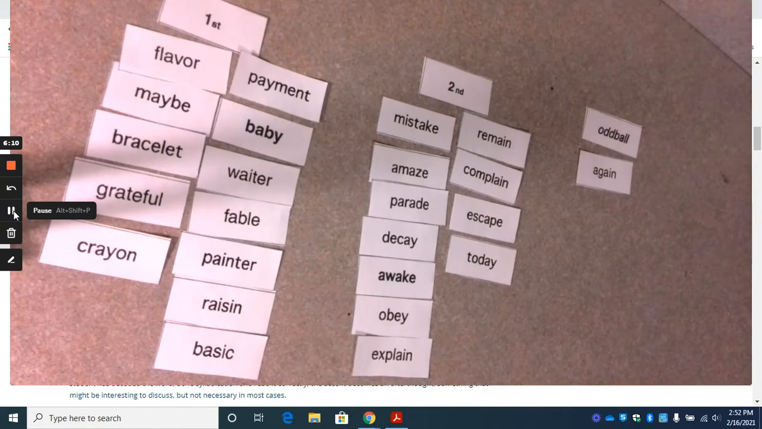So go ahead, friends, and again, make sure that your sort matches mine, and then go ahead and write your words in your word work notebook. Thanks for thinking with me.